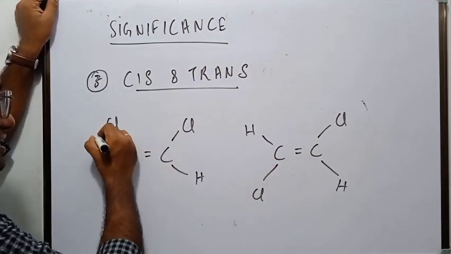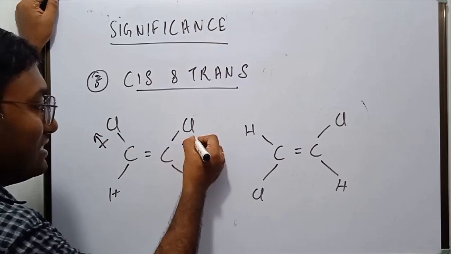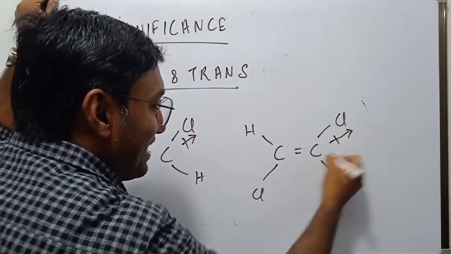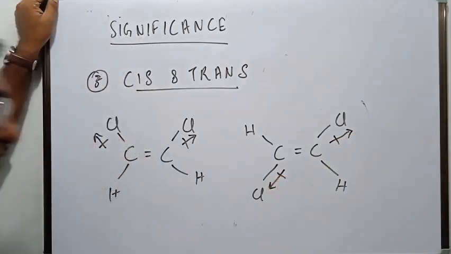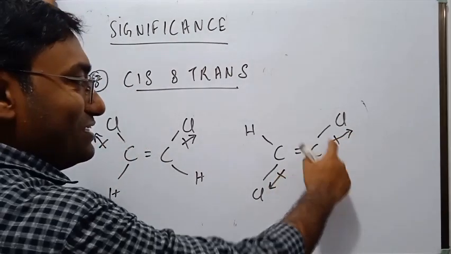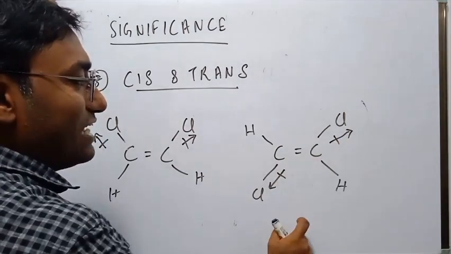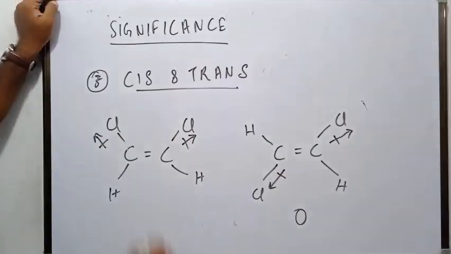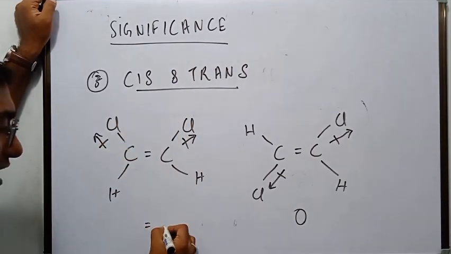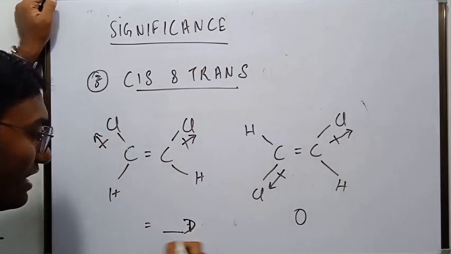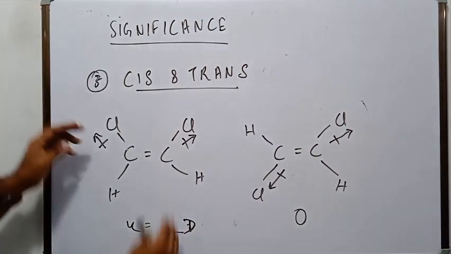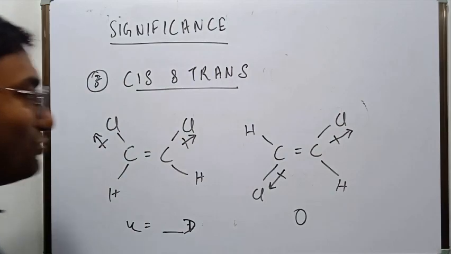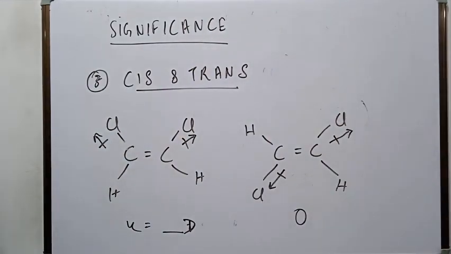There is a dipole moment in cis dichloroethene, am I right? But is there any dipole moment in trans dichloroethene? No. They have the same magnitude but are in opposite directions, so they cancel out each other. The net dipole moment here will be 0, but here it will have some value. So you can distinguish whether you have a cis isomer or a trans isomer.